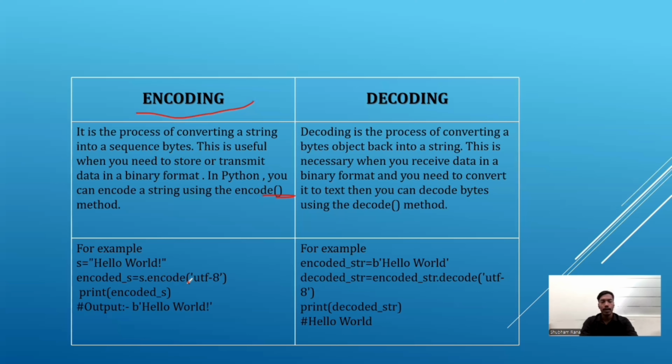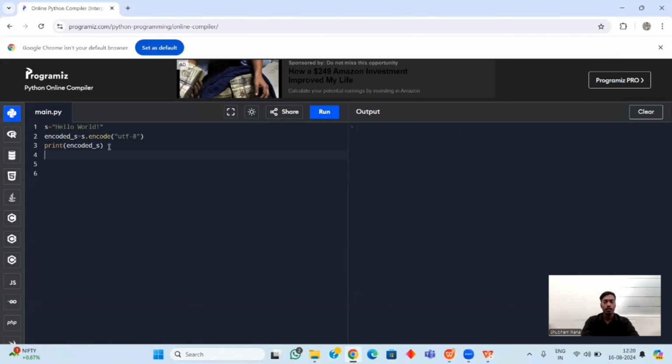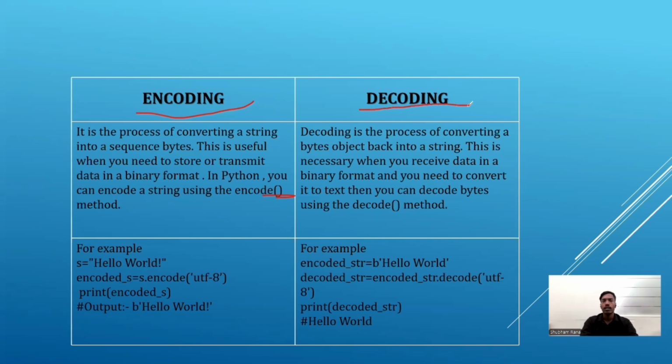Let's see the example in the compiler. I have already written the code. I have assigned s is equal to hello world, and in the variable encoded s, I have written s dot encode formula to convert a string into binary. Here is the output of the code. Here is hello world in string format, and after that the output hello world is converted into binary format.